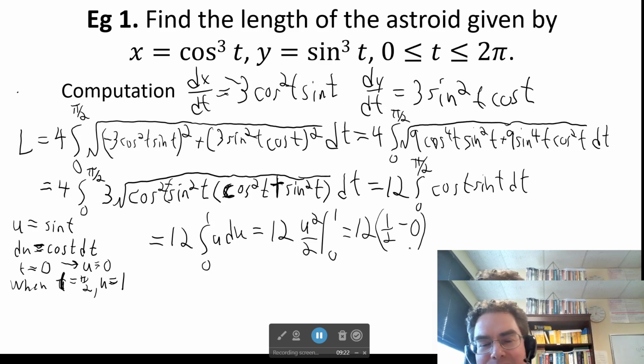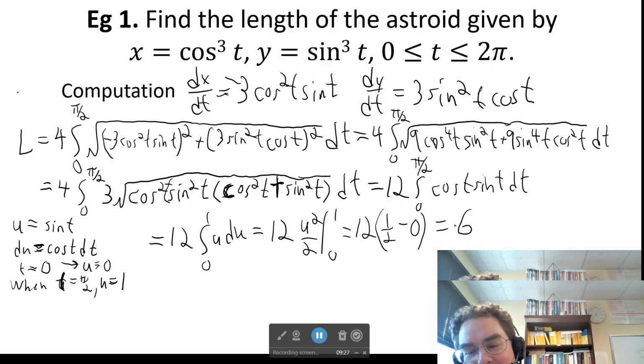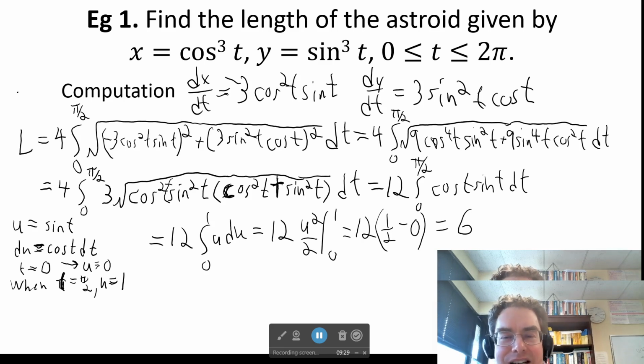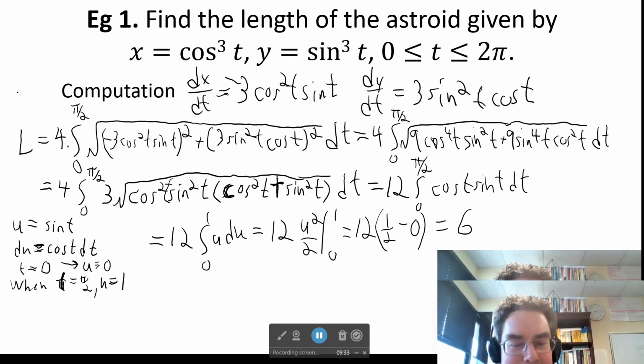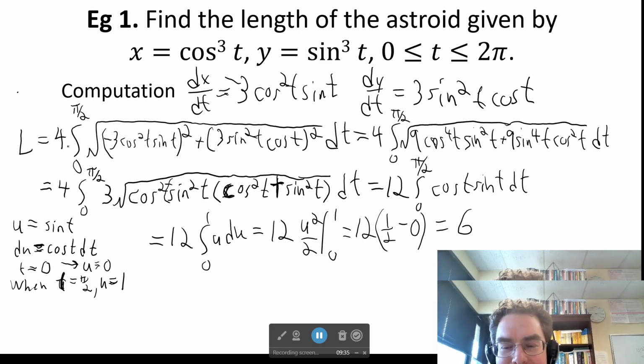Okay, and then remember we have that factor of 12 out there. So multiplying, we end up with a final value of 6. All right, so keep in mind we had already had that multiple of 4 in there. So this entire length all the way around that asteroid is 6.